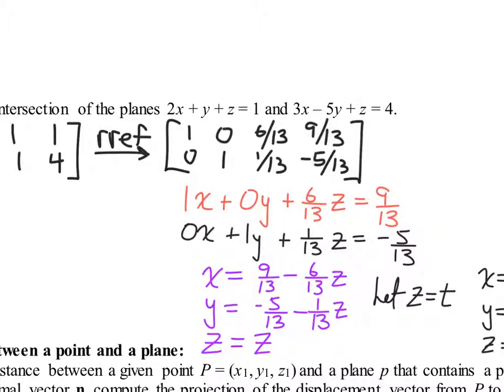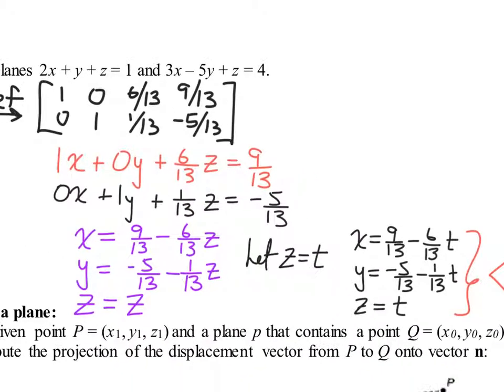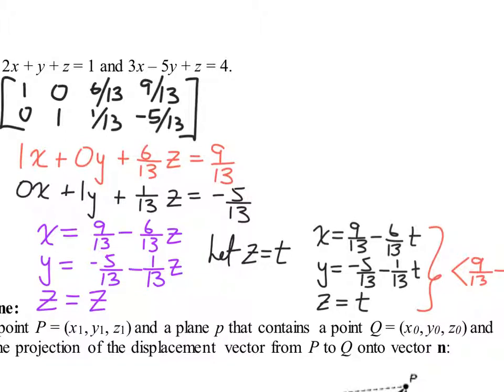Curve. We have 9 over 13 minus 6 over 13 times t, negative 5 over 13 minus t over 13. T over 13 sounds good to me. And then we can give it some width, so I'll go negative 10 to 10. If it's not good enough, I'll adjust it.